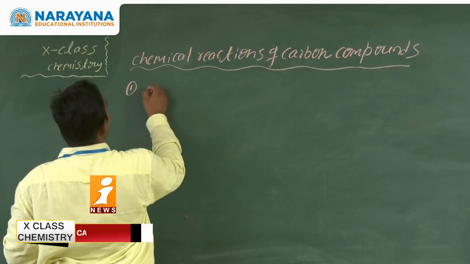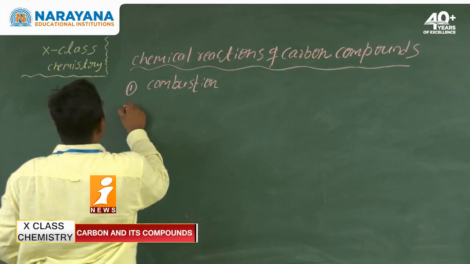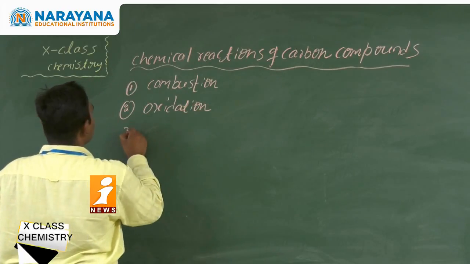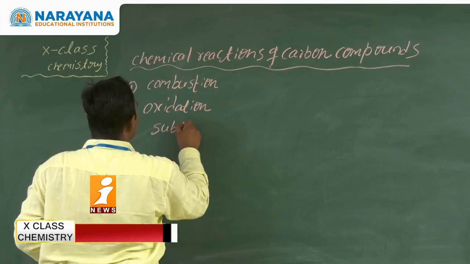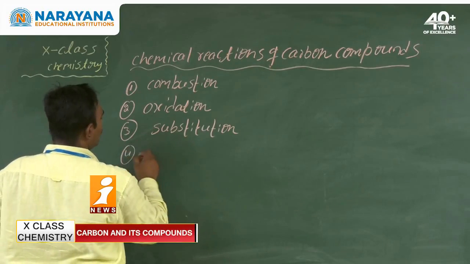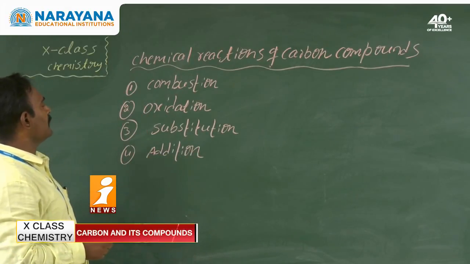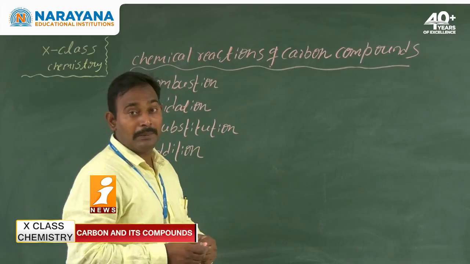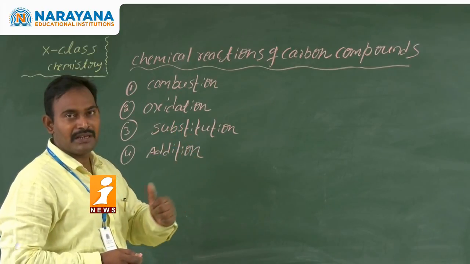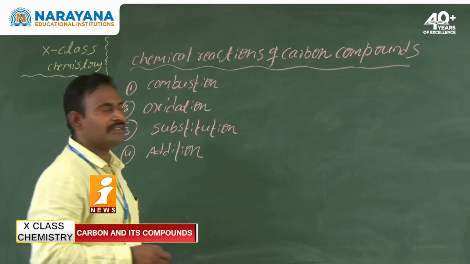First one is combustion. Second one is oxidation. Third one is substitution. Fourth one is addition reactions. Now, total how many types of reactions do we have? 4 types. First combustion reactions, second oxidation reactions, third substitution reactions, fourth addition reactions. Now one by one we have to discuss with examples.